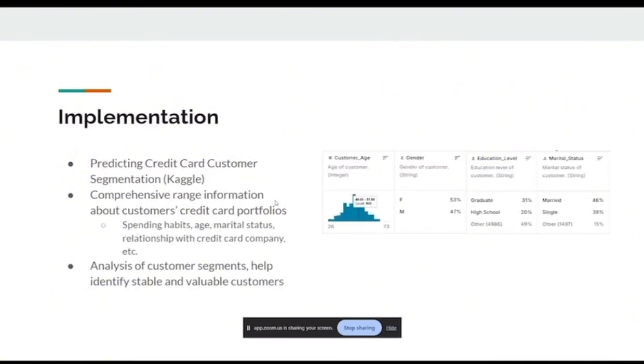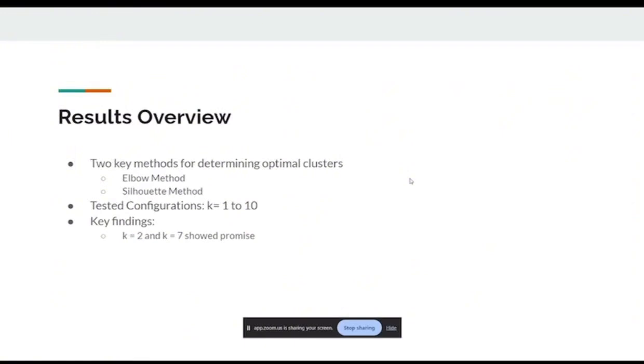So as I said before, we used credit card customer data from Kaggle. There's a big range of features such as spending habits, age, marital status. And using this data, we wanted to help identify stable and valuable customers. So the results of our elbow method and silhouette method is we found clusters 2 and 7 to show promise in finding good patterns.